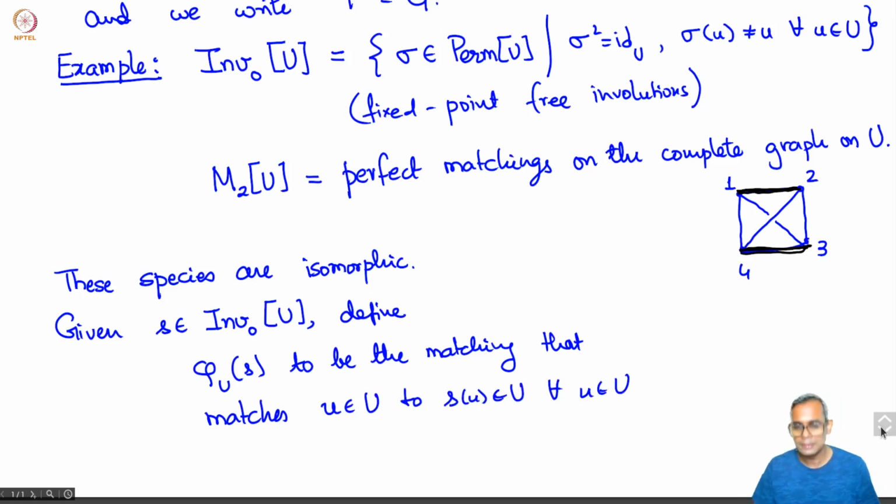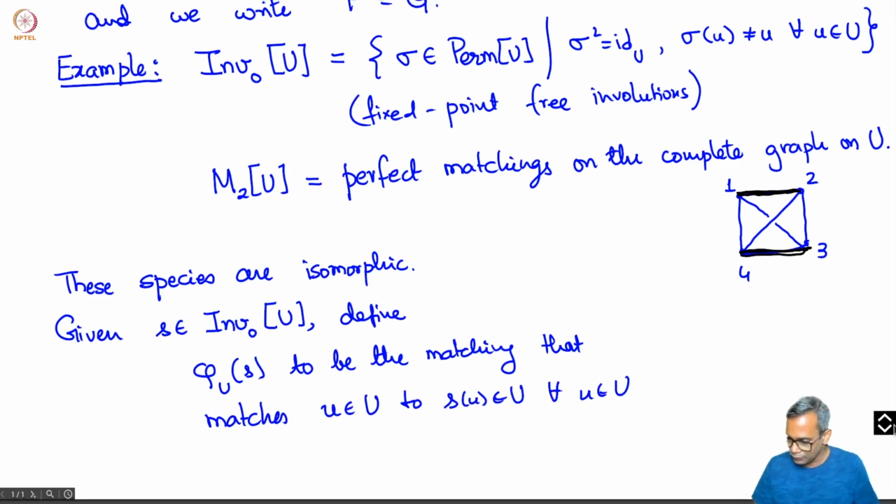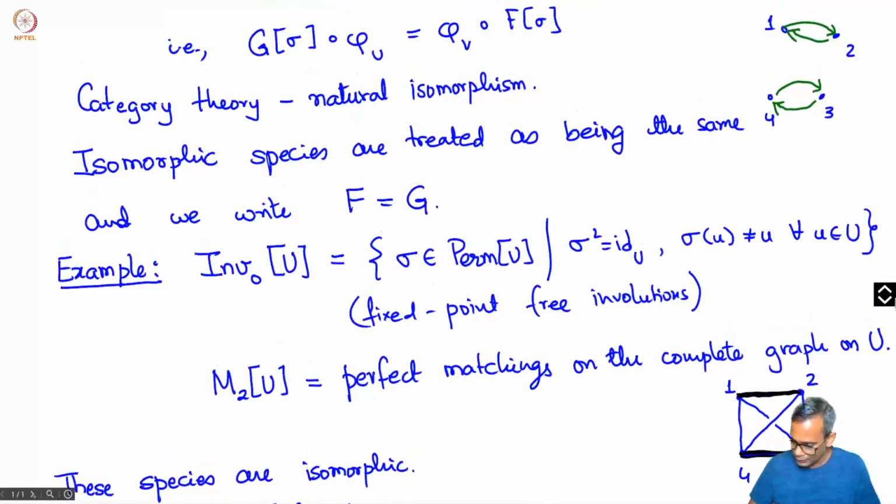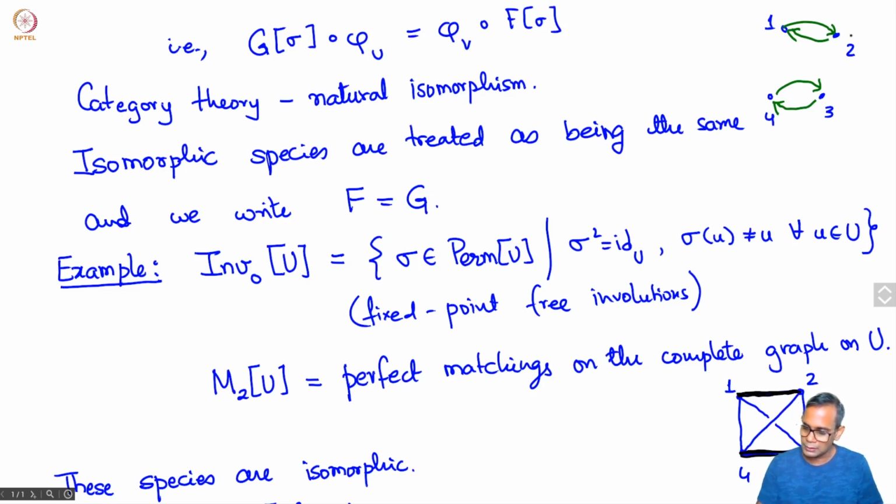So under this function phi U, this fixed point free involution that I've drawn up here and this perfect matching of the complete graph on 4 elements correspond to each other, because this involution takes 1 to 2 and 2 to 1, so I've matched 1 and 2. It takes 3 to 4 and 4 to 3, so I've matched 3 and 4.